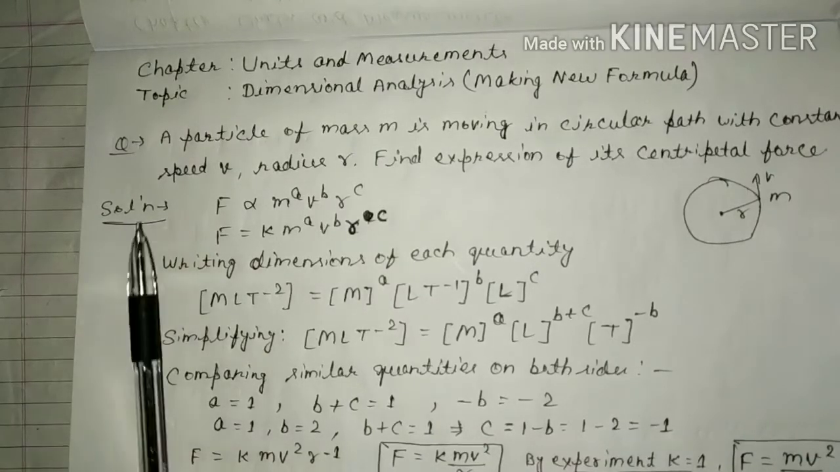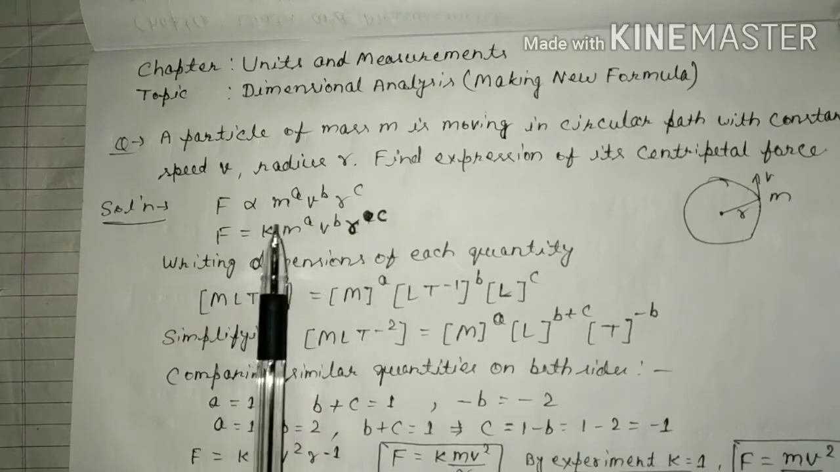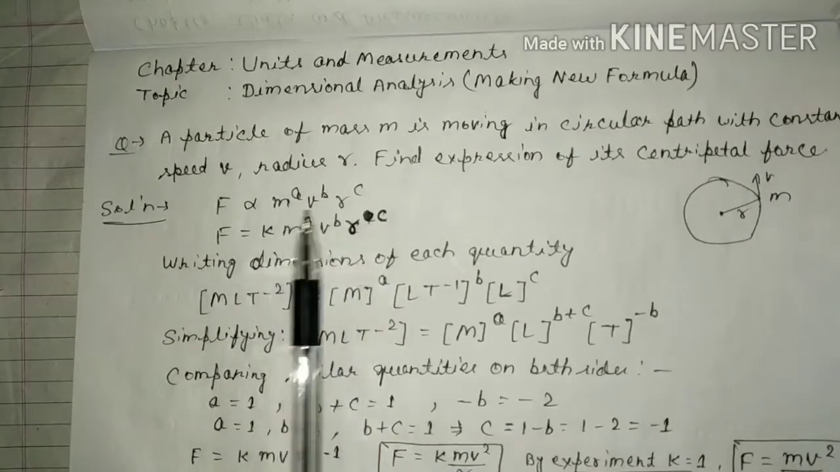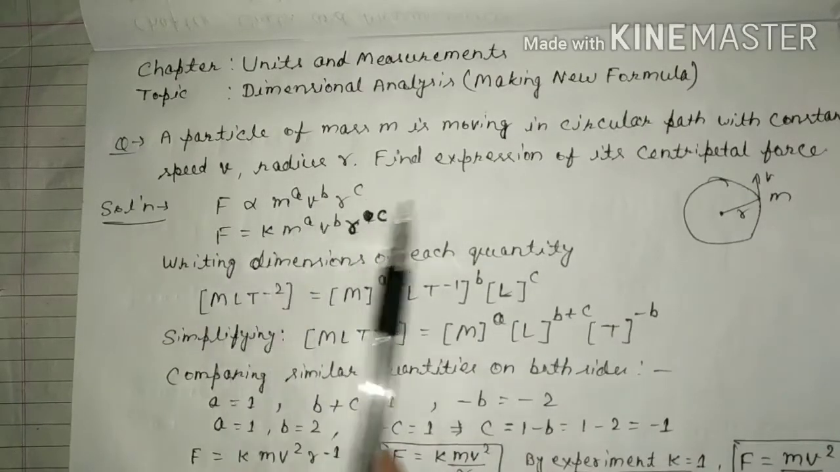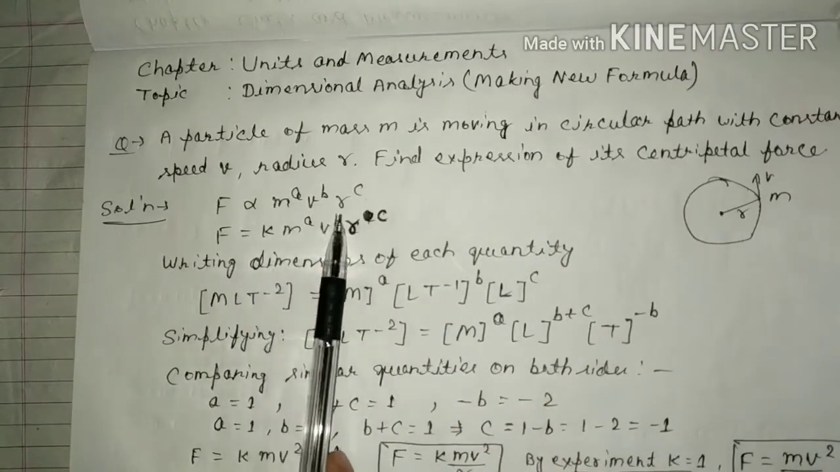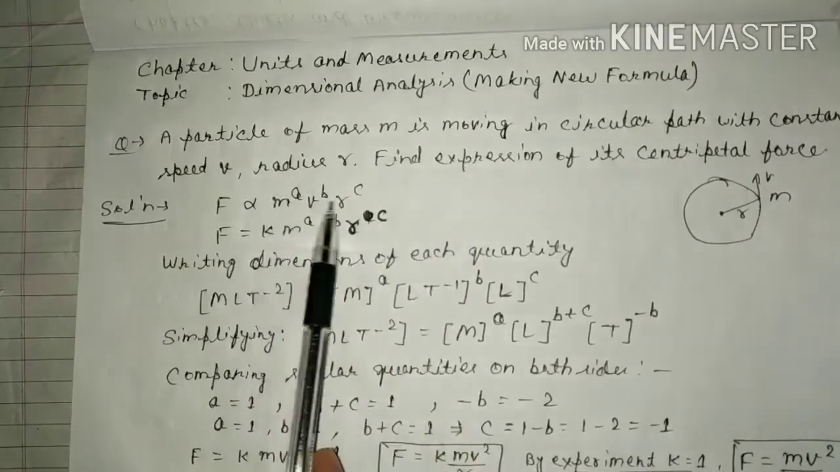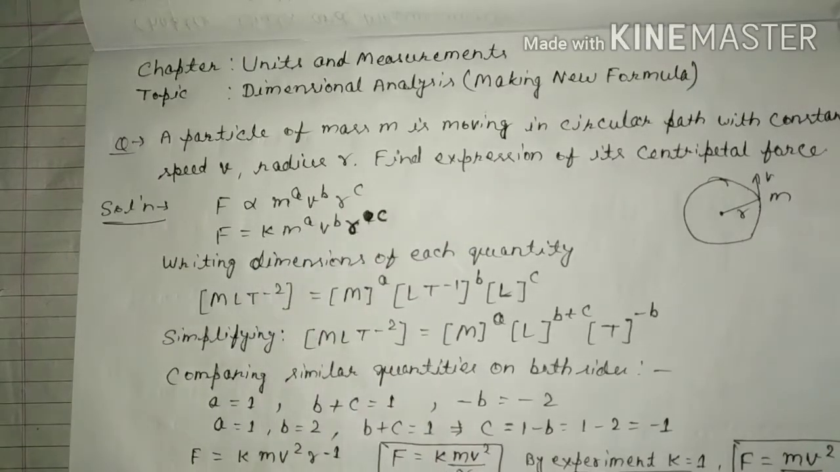Then our first step is to write this information given in the question: centripetal force depends on mass, speed and radius. Our first step is to write this information mathematically. The second step is writing the dimension of each quantity. Now we will write the dimension of each quantity.